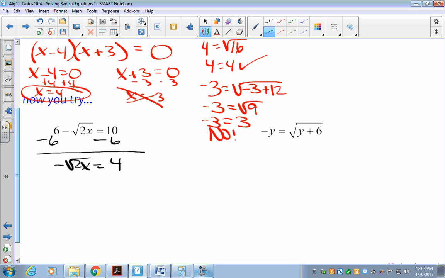Do you have a preference, Cole? Do you want to divide by -1 or multiply by -1? Multiply. Okay. We're going to multiply both sides by -1. Let's go ahead and put that in parentheses too, so it doesn't look like we're subtracting. And we get positive root 2x equals -4.